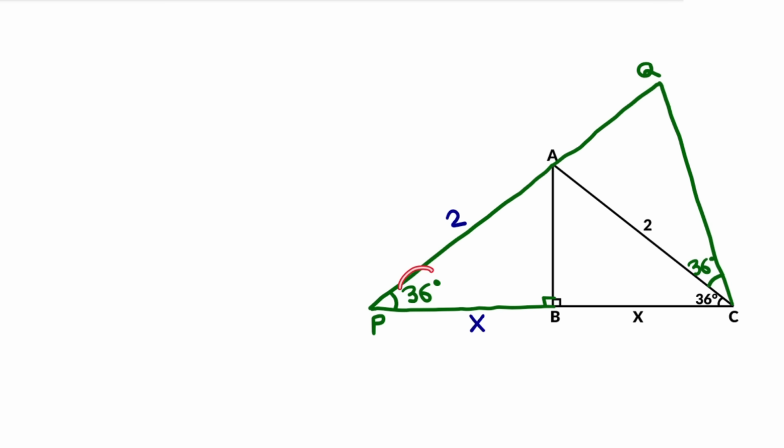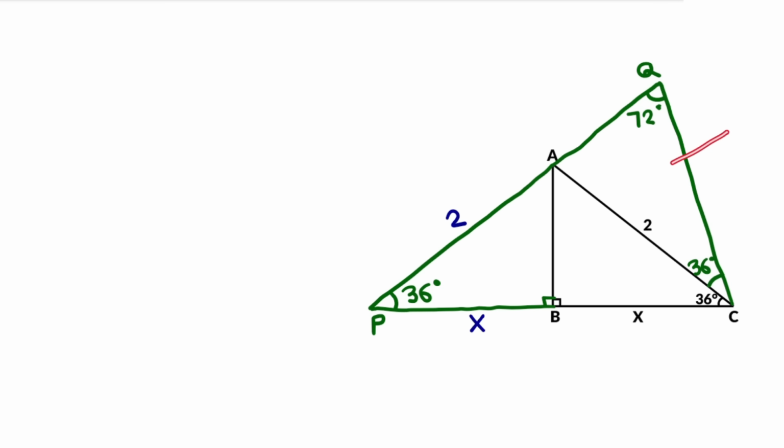Angle at P is 36 degrees. Angle at C is 36 plus 36, which is 72 degrees. Because all angles in a triangle must add up to 180, that top angle at Q has to be 72 degrees as well. That means triangle PCQ is isosceles too.